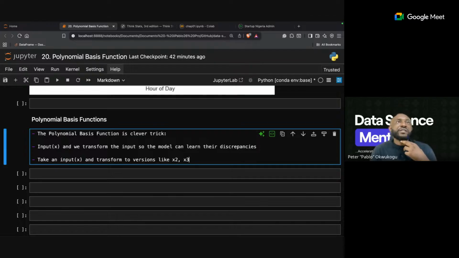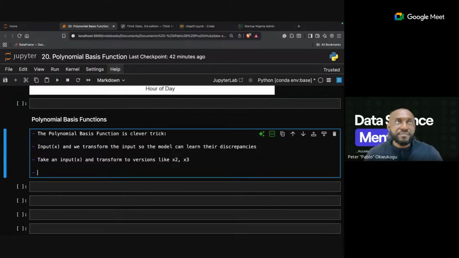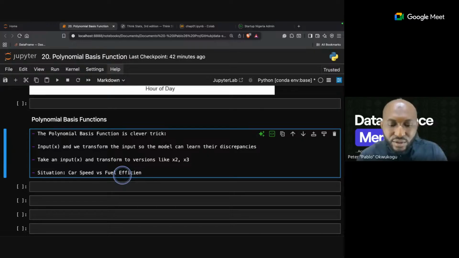And let's say you're trying to model how fuel efficiency changes with speed. So if we have a situation, in essence, car speed versus fuel efficiency, we'll call this a situation. Now, fuel efficiency is a huge thing, especially for car users. There's always this conversation about, oh, you have to buy a Toyota, it's fuel efficient and all.